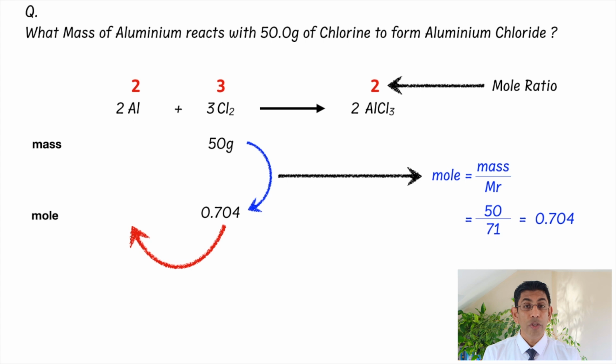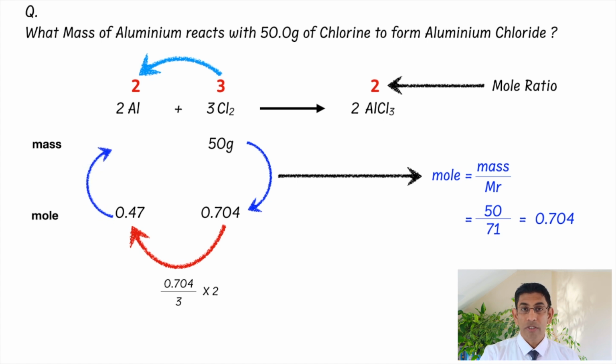Now we have the moles of the chlorine. If you know the moles of the chlorine, you can work out the moles of aluminium. So this is where the mole ratio becomes very useful. If you look at the top of the equation, 3 moles of chlorine reacts with 2 moles of aluminium. And therefore, 0.704 moles of chlorine needs 0.47 moles of aluminium using the mole ratio. So now we have the moles of aluminium. You know the Mr of aluminium, which is 27. Using the same equation, moles equals mass over Mr, we can work out the mass of aluminium. In this case, 12.7 grams.